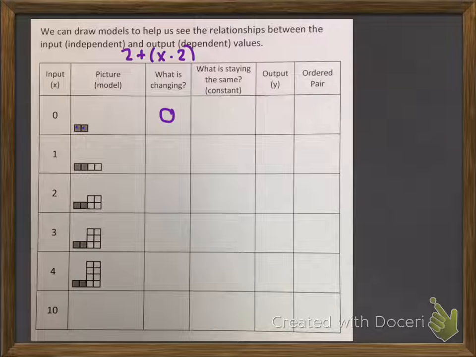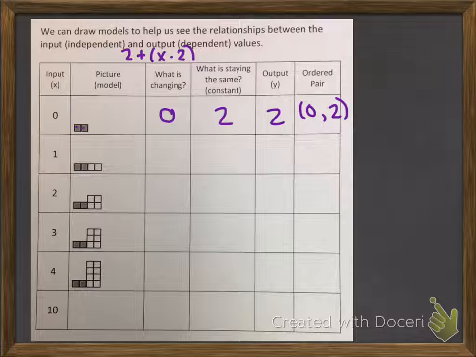What is staying the same? What is constant? Well, the only value that I see there is 2 because there are 2 little gray squares. So I'm going to put 2. The output will be the total number of squares, and there are just 2 squares right there. And then of course my ordered pair is my x and y value, so I'm going to have 0, 2.